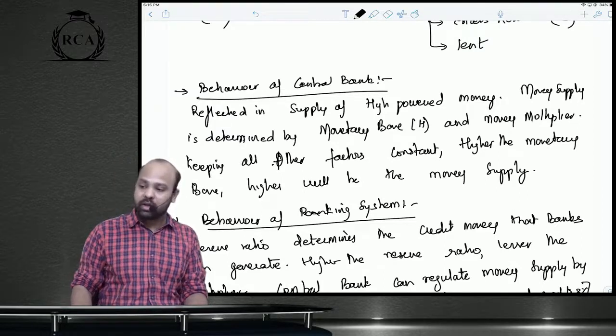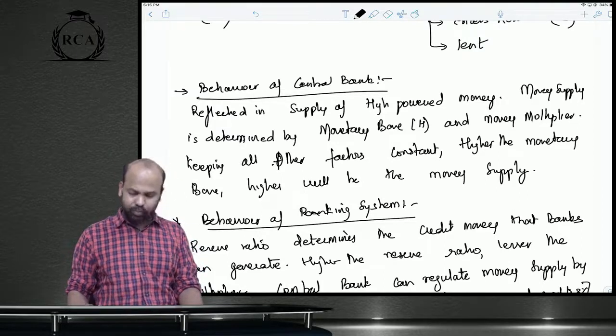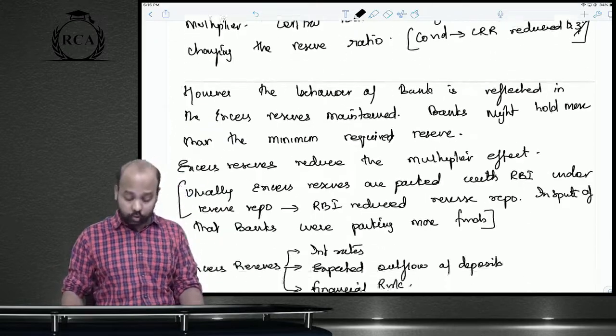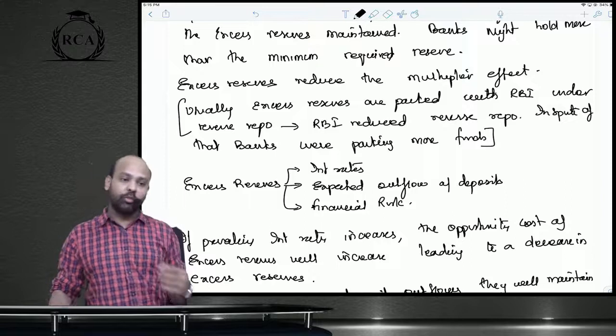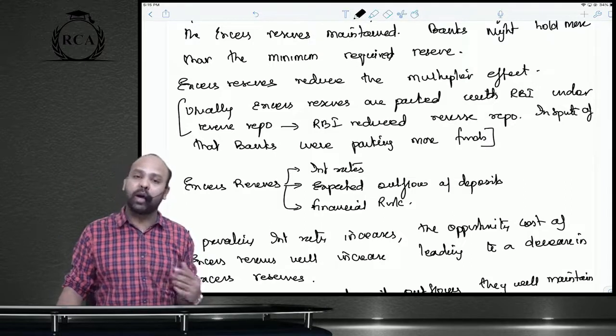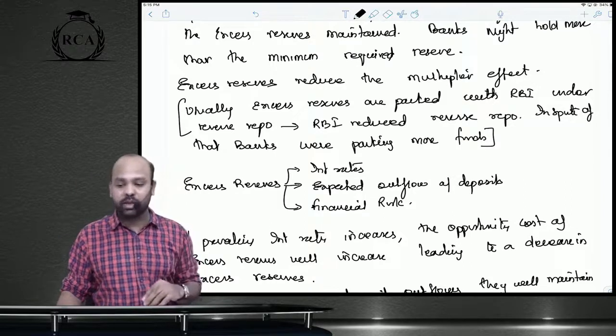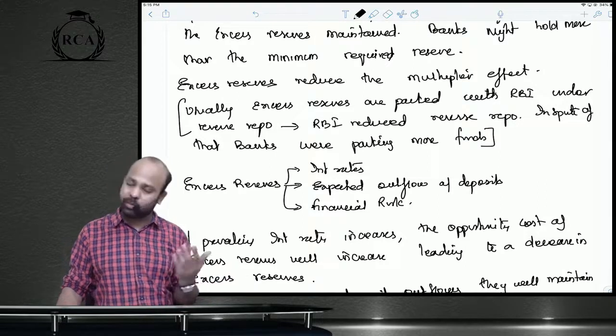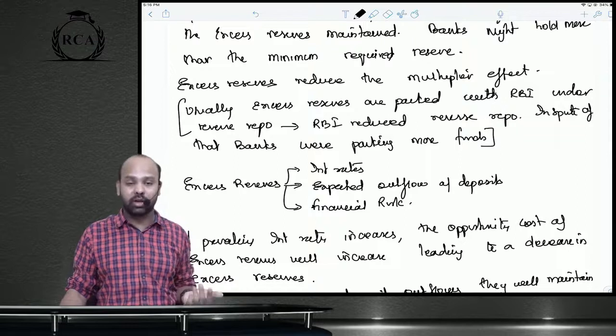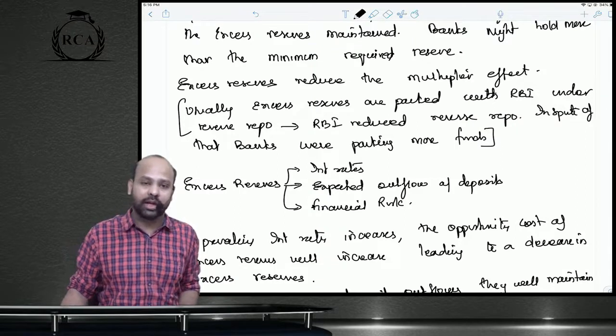What happens here is that banks might actually hold more reserves than the required reserve ratio. The banks can hold more reserves than the minimum required reserves. This is because, if the prevailing interest rates are low, the opportunity cost is low, so the banks might not mind holding excess reserves.